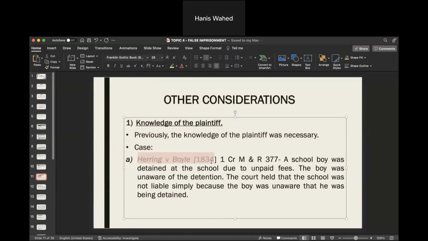Kalau you baca dalam kes ini, if you read the facts, dalam kes ini, the schoolboy was actually being detained, but the schoolboy, that boy, he did not have any knowledge that he was in fact actually being detained. So dia tak tahu pun yang actually dia adalah sedang ditahan, ya, sedang di imprison, ya. So the court held that there was no false imprisonment because there was no knowledge on his part. Maksudnya he did not know that he was being detained by the defendant. So this is the previous rule regarding whether knowledge is necessary ataupun tidak.